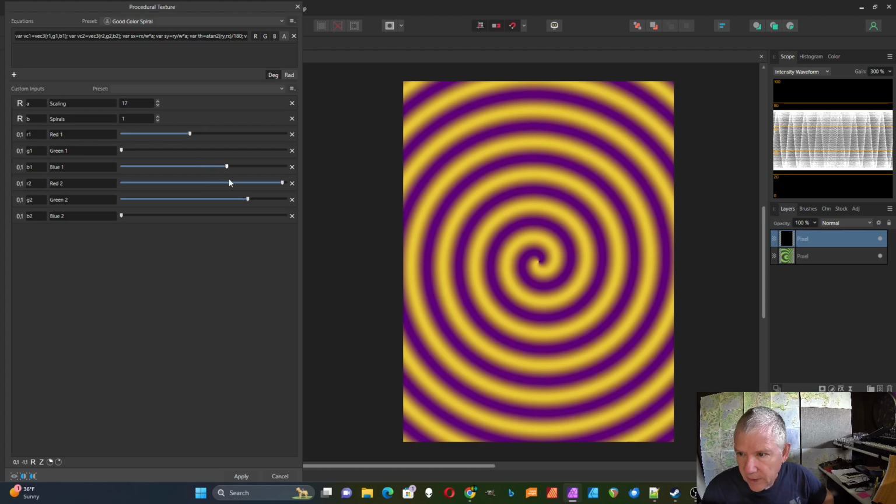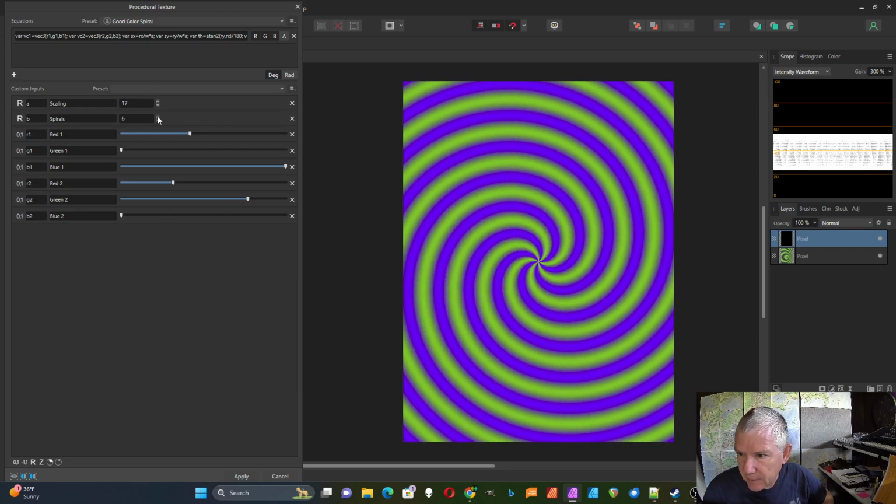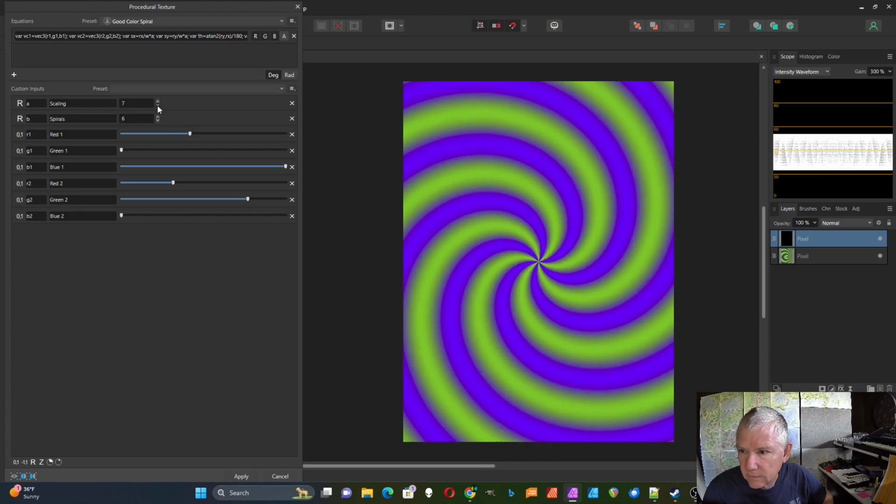So I can change the colors down here and change this number of spirals up here. And zoom in.